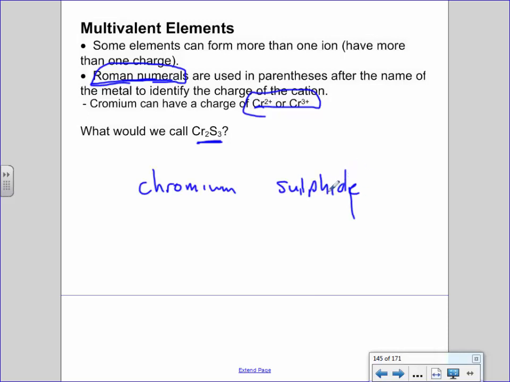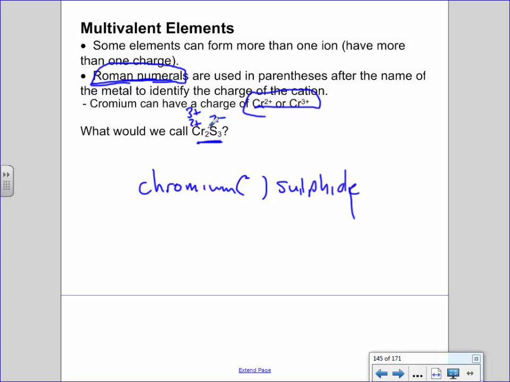However, because chromium can either have a 3 charge or a 2 charge, I have to right here put a Roman numeral telling you whether it's the 3 or the 2 that we used. So we kind of have to work backwards here. What's the charge on sulfur? If you look it up, sulfur is actually a 2 charge. Sulfur is 2 negative. Now I want to present to you two options here. This could have been chromium 3 plus or 2 plus. We have to figure out which one it was.